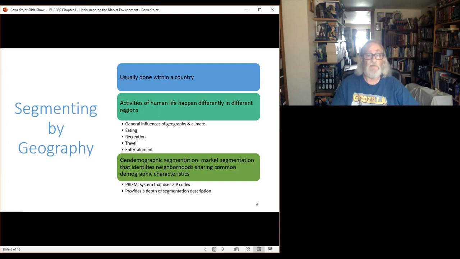We find that people have different tastes and preferences, different likes and desires. And so that general influence of geography, climate as well, really does dictate the sort of foods that people prefer, what they eat, the type of things they like to do in their spare time for recreation, the sorts of things they do when they travel, where they go, what sorts of activities, what sorts of entertainment they enjoy, and so forth. And certainly we all know that this varies around the country and in a lot of ways by region.